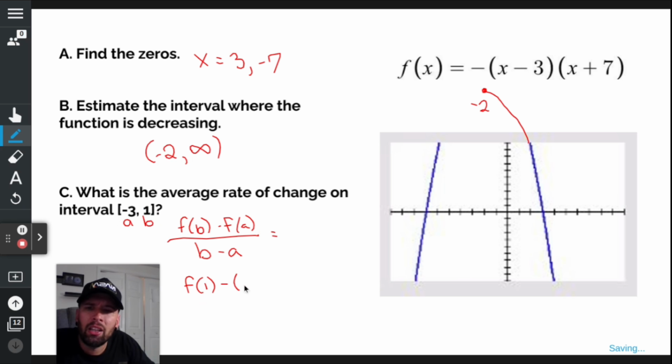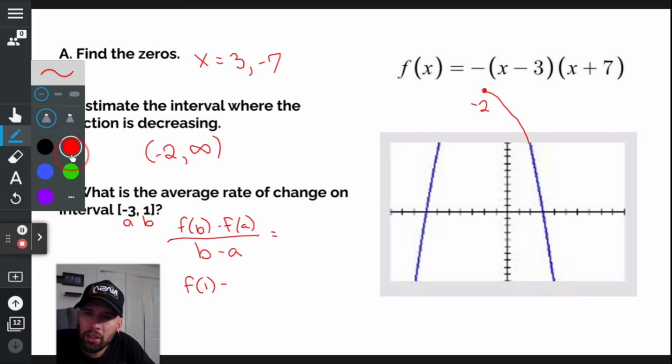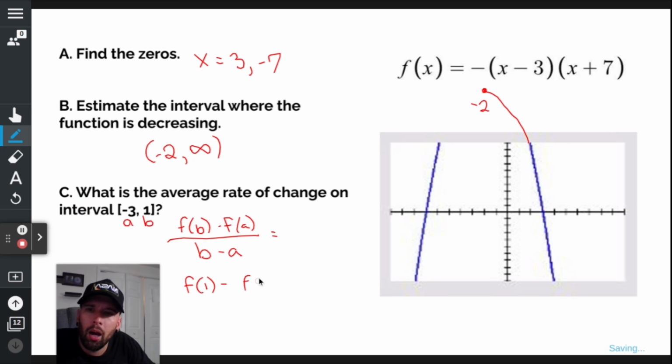And what the average rate of change does, and I don't know if I'm going to show this on the video, I don't remember, but what it does is it gives us a straight line distance from the point determined by -3 to 1. And that's exactly what average rate of change is. It's the average. So straight line, ignore the curves.